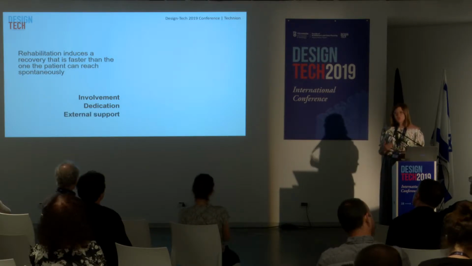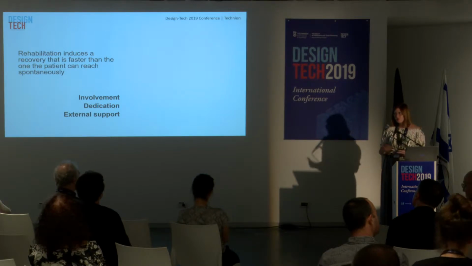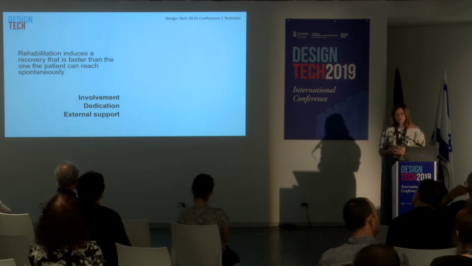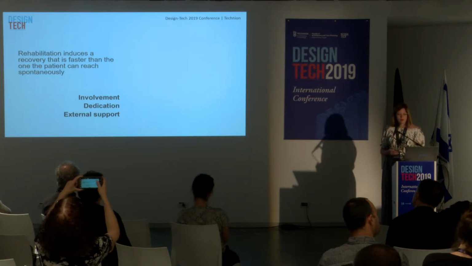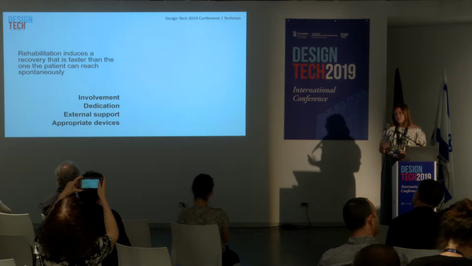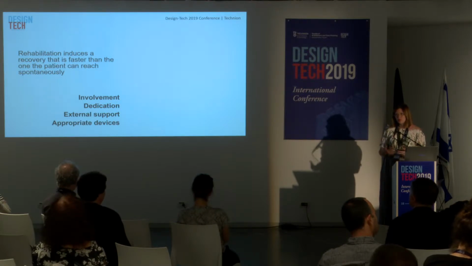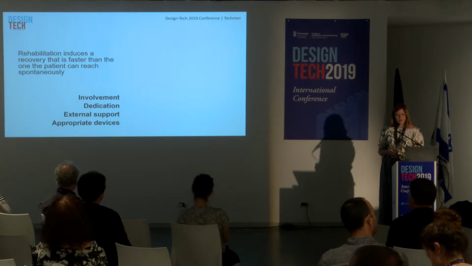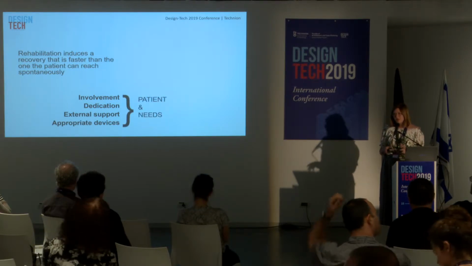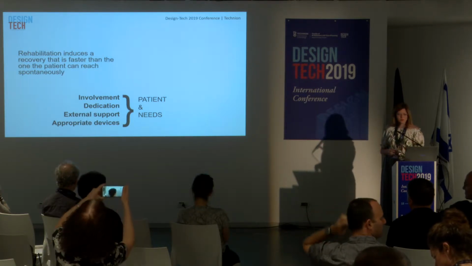And the external support: the patient is unable to move some parts of his body or most parts of the body, the total body, so he cannot do the therapy on his own. And last but not least, the use of appropriate devices. Not all the devices fit all the problems. Sometimes some paralysis and some other problems can give some issues for the use of a specific instrument. So the core of this part of the rehabilitation is the patient and his or her needs.